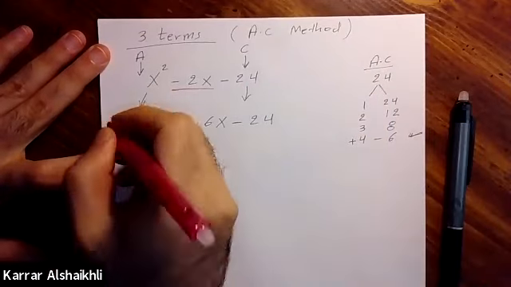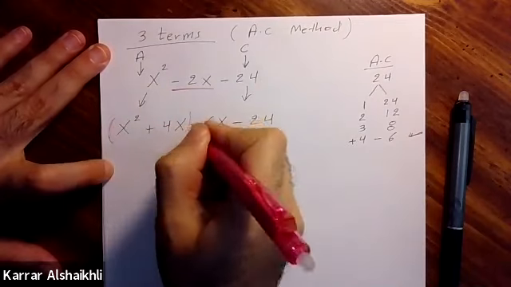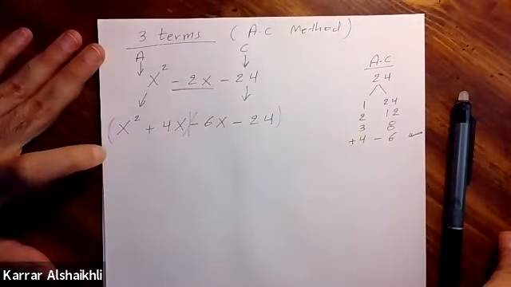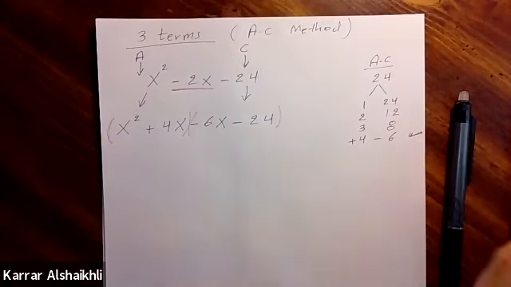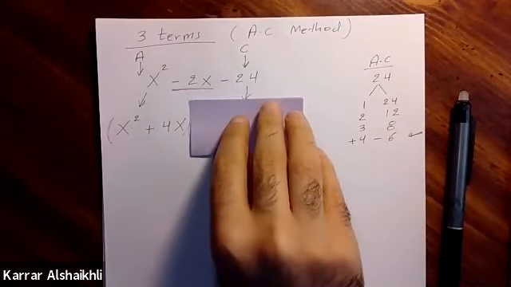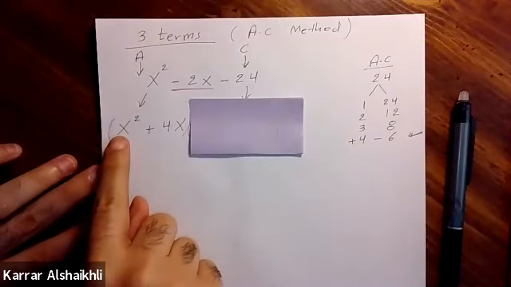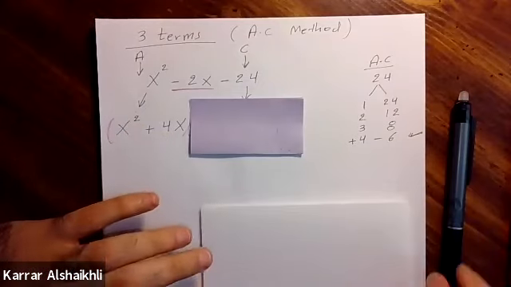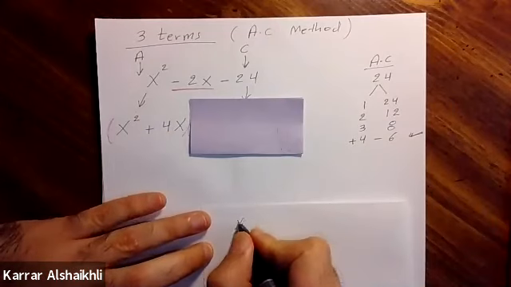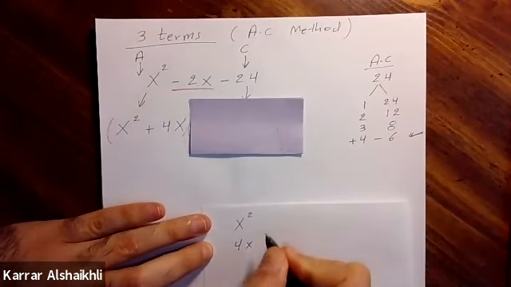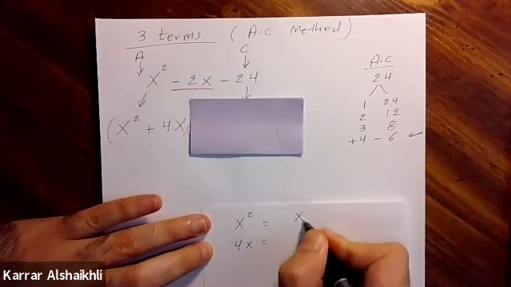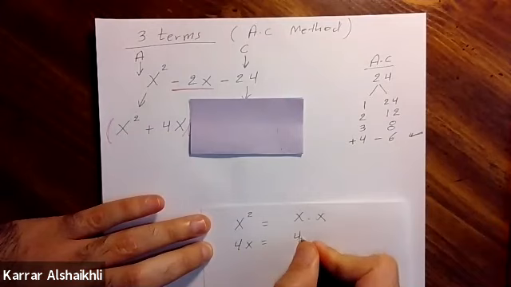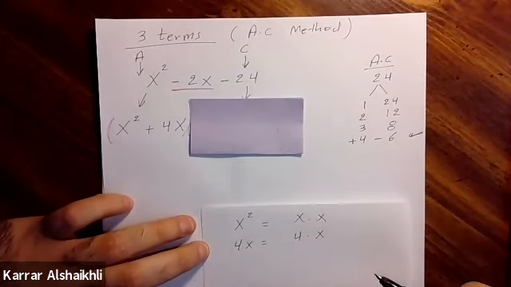So you're going to group the first 2 terms and the last 2 terms. Now you're going to hide this group. What's the common between x squared and 4x? Who's going to tell me? X squared is x times x. 4x is 4 times x. What's the common between these 2 terms? X. So I'm going to write down x here.